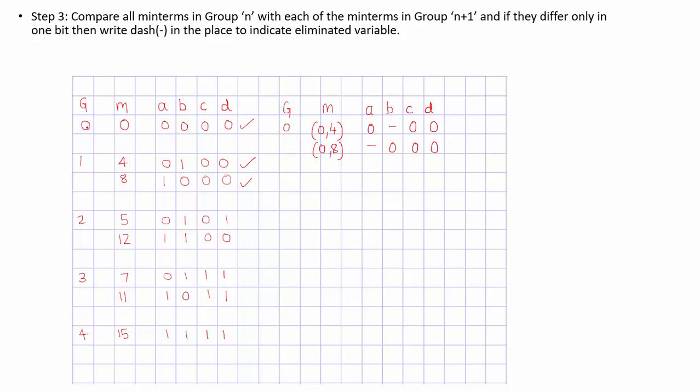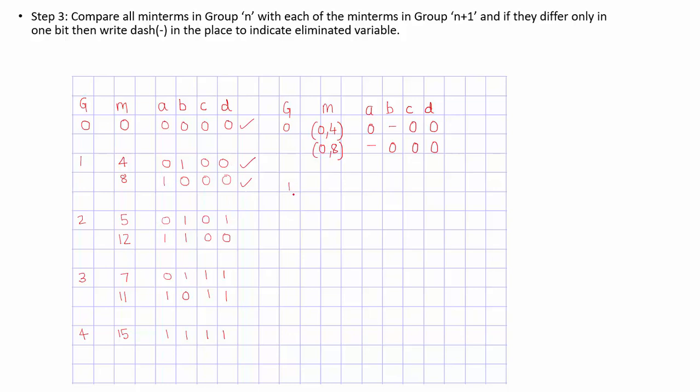Now I have compared all minterms in group 0 with each of the minterms in group 1. So next I have to compare group 1 with group 2. When I compare minterm 4 with minterm 5, I can see ABC is 0, 1, 0 in minterm 4 as well as in minterm 5. Only D is getting changed from 0 to 1.